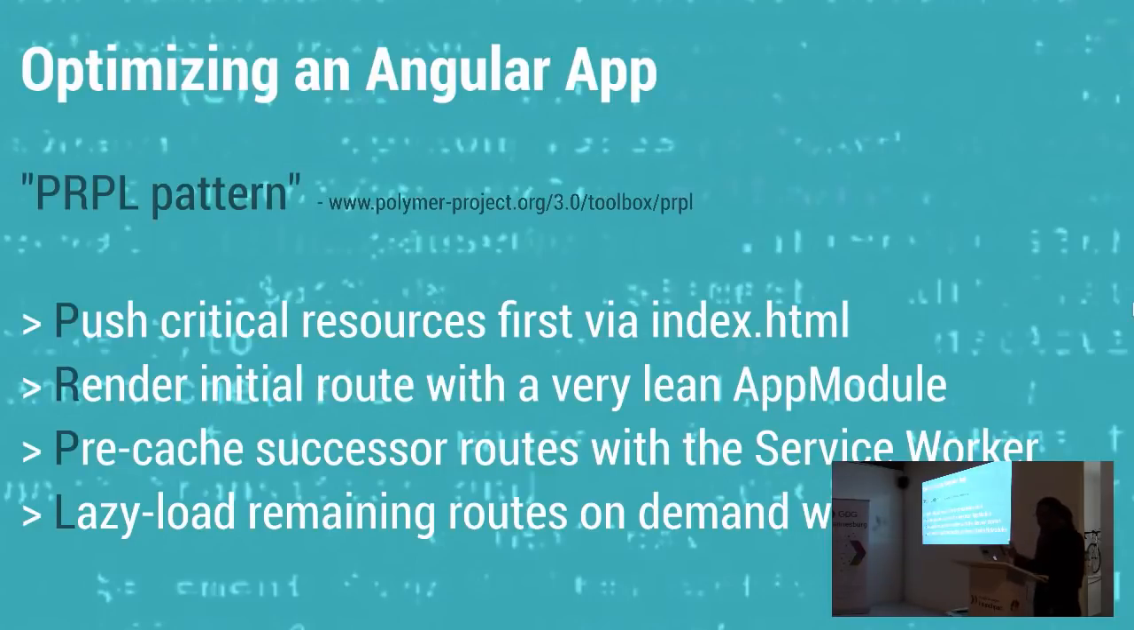The idea is, I think it's always been there, but it was coined the first time at Google I/O 2016 by the Polymer team. The idea is basically, and you'll see how this all comes together: you push critical resources first, so your app shell and the asset groups. You render initial routes with a very lean app module. So in the Angular context, on your core module, you don't want to have as many dependent imports in there. You want to keep it as lean as possible. You pre-cache the remaining routes with the service worker, and then you lazy load the routes with NgModules.